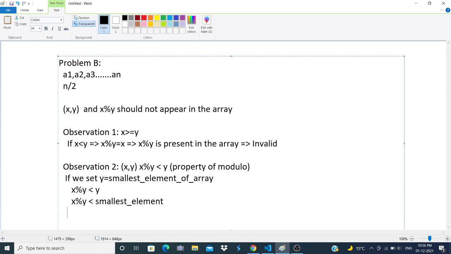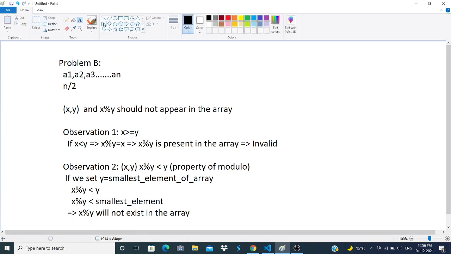And so this implies that x modulo y will not exist in the array, which satisfies our condition, because this was most probably what we wanted, that x modulo y should not exist in the array, right? So in this way we can arrive at a solution.